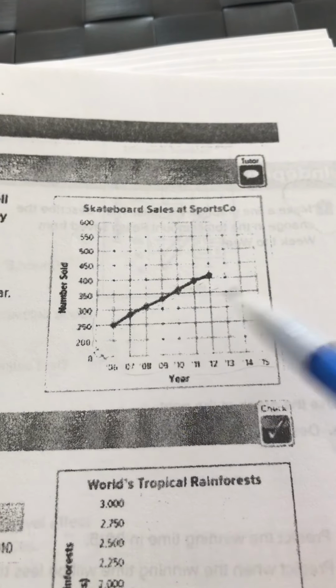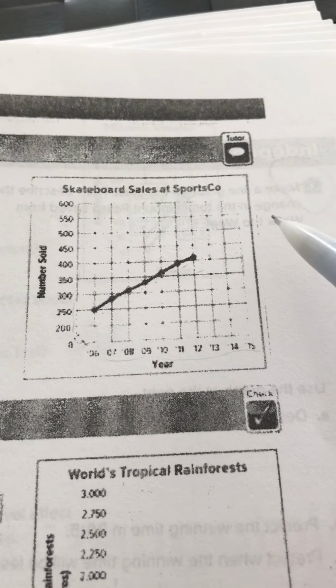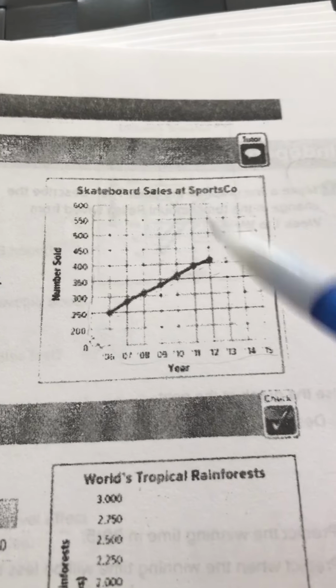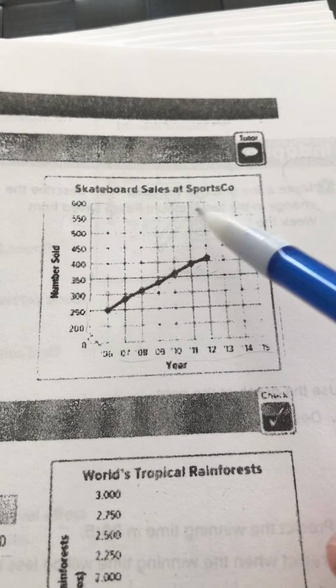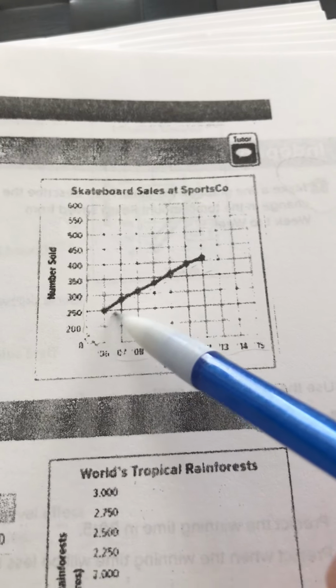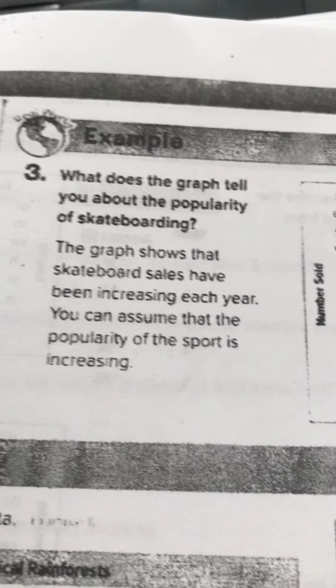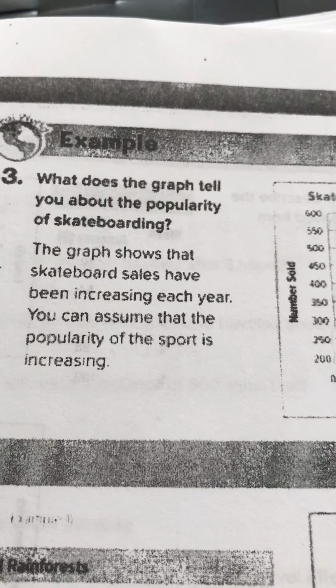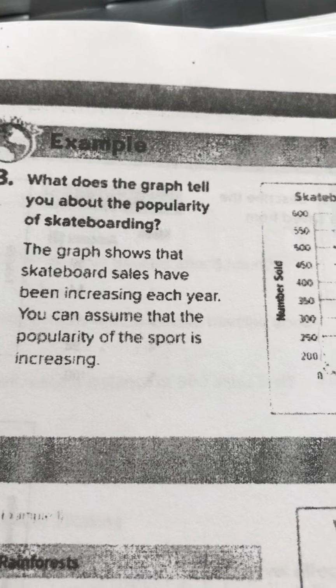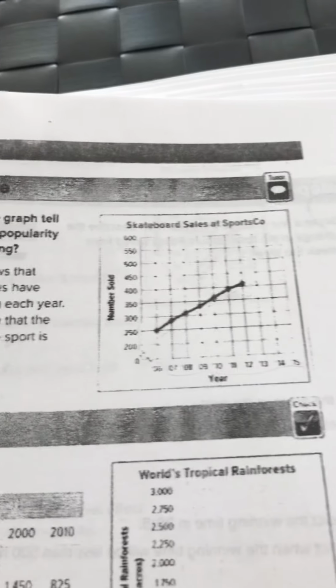Okay, so just by looking at that, I can write a sentence and I would say something like, well, it looks like the popularity of skateboarding is increasing over time because skateboard sales are also increasing. So they wrote, the graph shows that skateboard sales have been increasing each year. You can assume that the popularity of the sport is also increasing. Okay, and that's the examples.